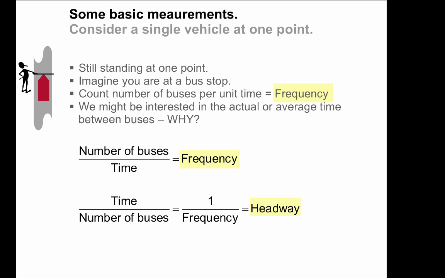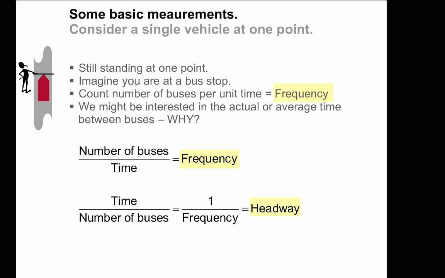And think about maybe that point is actually a bus stop. So we would want to count the number of buses per unit time. In public transportation, we refer to that as frequency. So 4 buses per hour or 36 buses per hour would be what we would call the frequency.